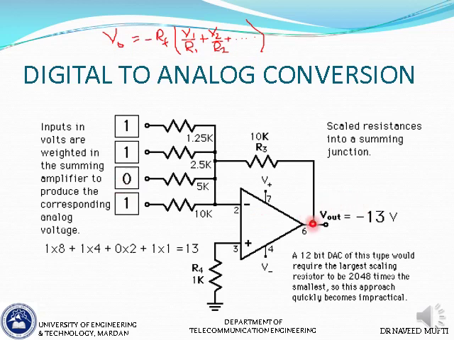using a summing amplifier. And just a last note here, if we have a 12-bit digital to analog converter of this type, that would require the largest scaling resistor to be 2048 times the smallest. So this approach quickly becomes impractical. It is not a very practical design of a digital to analog converter. That's what we must keep in mind.